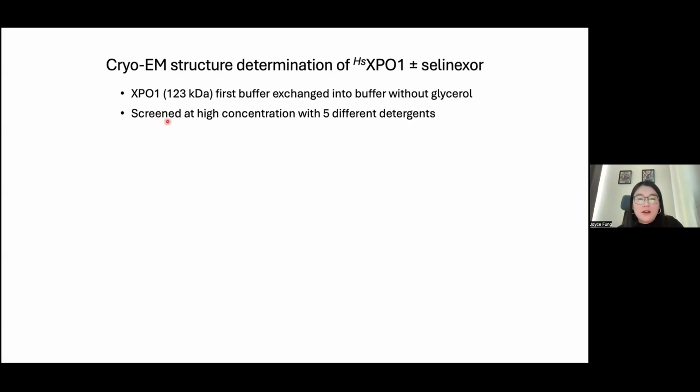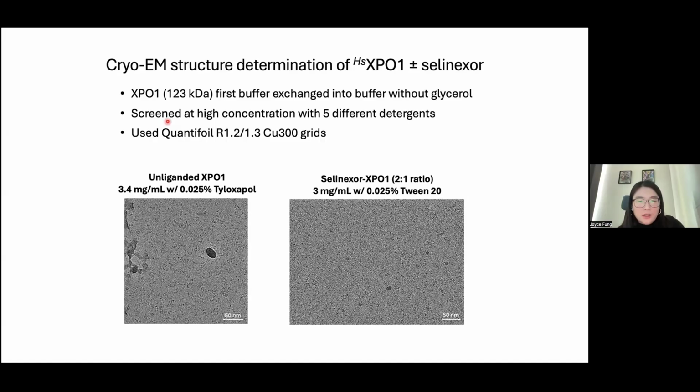And then I screened it at high concentration with 5 different detergents. And this was the strategy that was picked because it worked for another protein in the lab. And I just used regular quantifoil, R1.2, 1.3, copper 300 grids. And I actually got good looking grids the first time. And so for the Expo1 itself, it worked with tioxopol. And for the selinexor, where I just incubated the inhibitor in 2:1 ratio with the protein, it worked with tween. And we collected data for the Expo1 on the Falcon 4 eye camera, and this was a K3 camera data set.